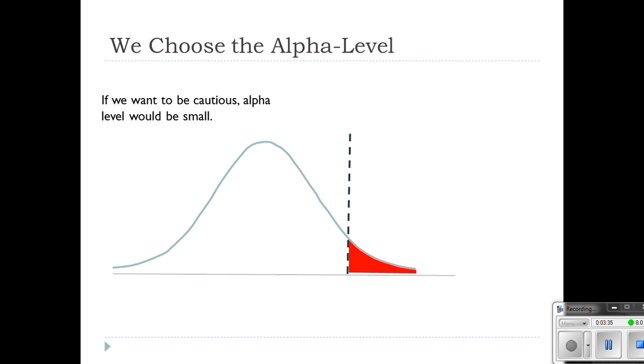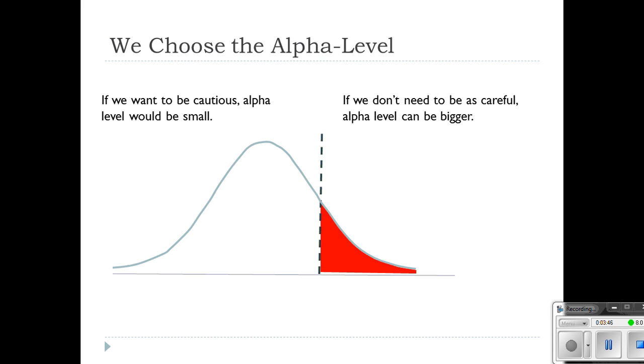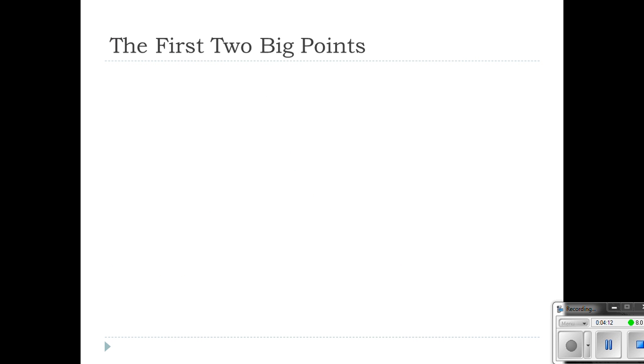If we want to be cautious, then we keep the alpha level very small. If we don't need to be as careful, then we can make the alpha level a little bit bigger. It really depends on the circumstances. If you're dealing with something that's going to cost a lot of money or something that's going to be hazardous to someone's health, then you want to be very careful and you want to have a low alpha value. But if you're just trying to estimate the proportion of students that are going to prom, for example, or test a claim where there aren't any consequences to making a wrong decision, then you can set your alpha level to be a little bit higher. It really depends on the consequences.